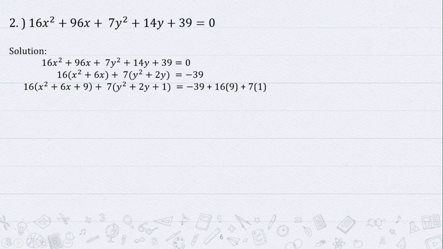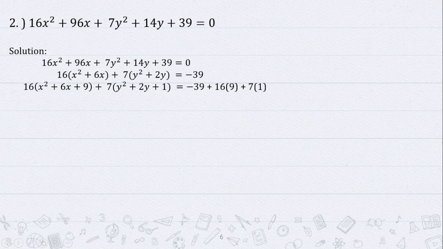Starting off with the first term, we have added here 9. That is because of our middle term 6. 6 divided by 2 is equal to 3. Whatever is the answer, square it, so 3 squared is equal to 9. As you can see, we also added 9 on the other side, but we also multiplied it by 16 because there is 16 on the left side.